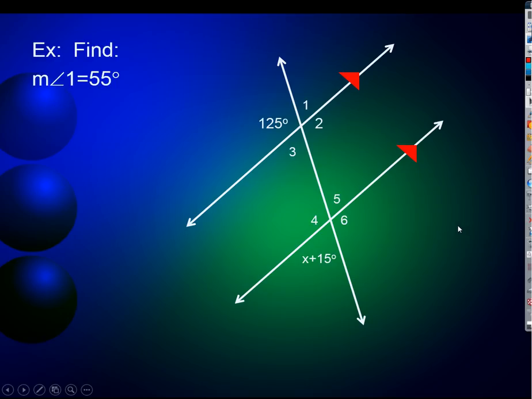55? Okay, oops. What about angle 2? I gave that one away. That's an easy one though, right? Why is it 125? That's an easy one. How come it's so easy?